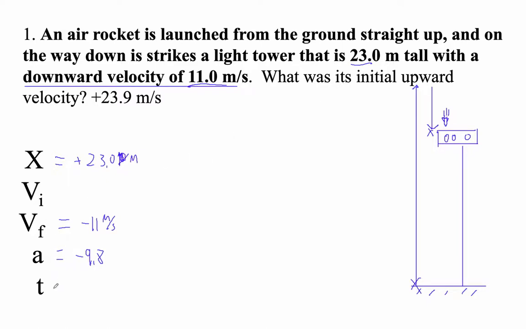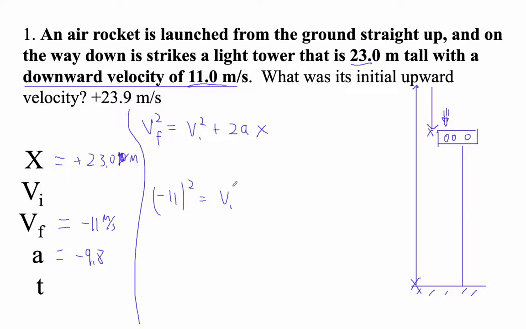So, that's interesting. So I guess we use the formula that has no t, and that's this guy. Vf squared equals Vi squared plus 2ax, and so our final velocity is negative 11. Square that, and that equals Vi squared plus 2 times negative 9.8 times 23. All right, so let's do the math here now.